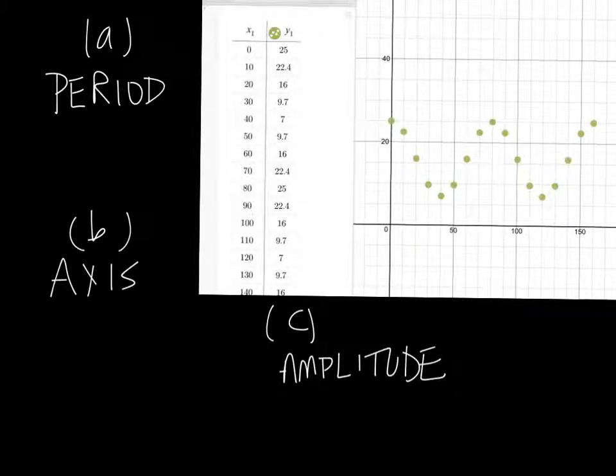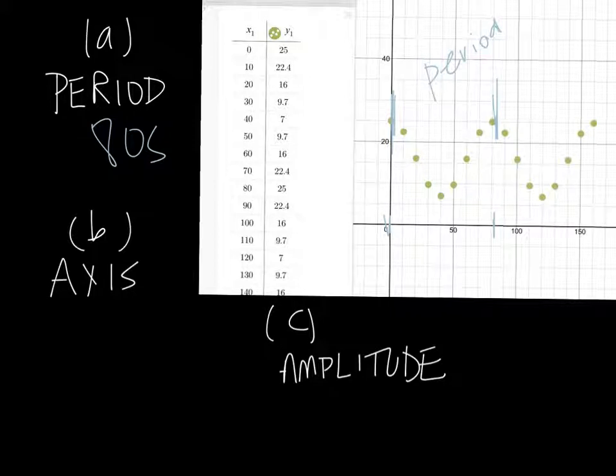Part A asks for what is the period. The period is the length of time between one complete cycle. So here we are at the top of the Ferris wheel. It goes down and around, and then we're at the top again over here. So then this is the period. The length of that period is from 0 to 80, so 80 seconds.